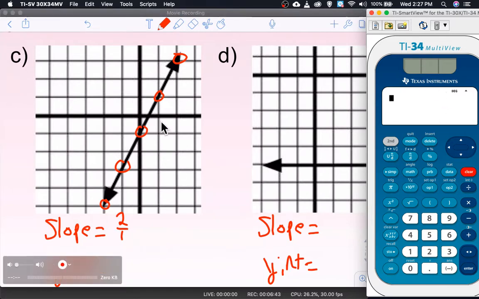My y-intercept is where the line crosses the y-axis. It is crossing the y-axis at 1 value below 0, which would be negative 1. That's one place below the origin, and the origin is always 0. So this is negative 1.